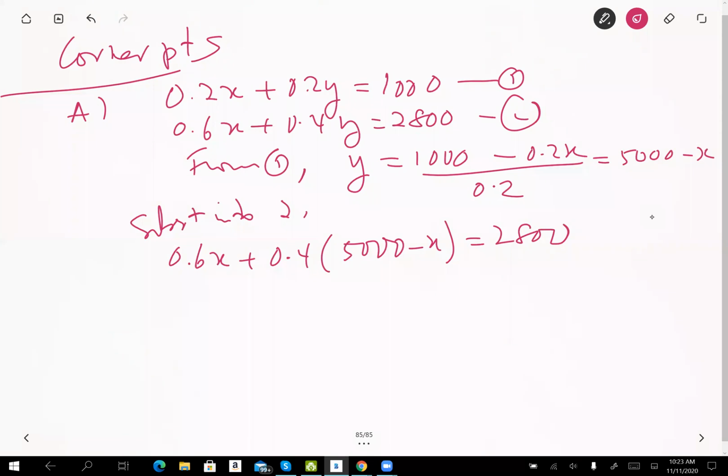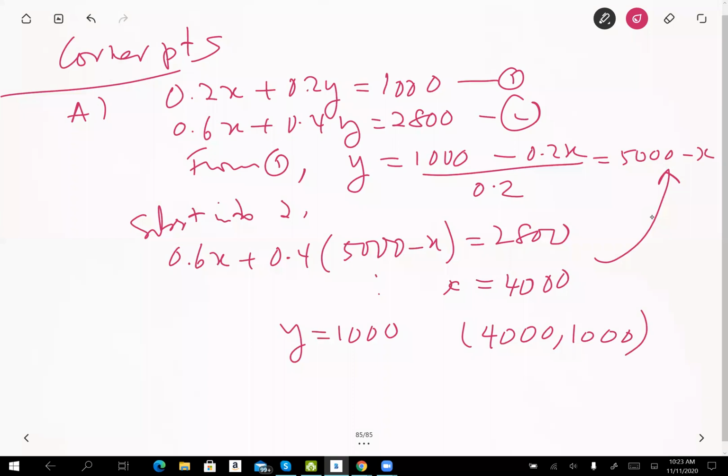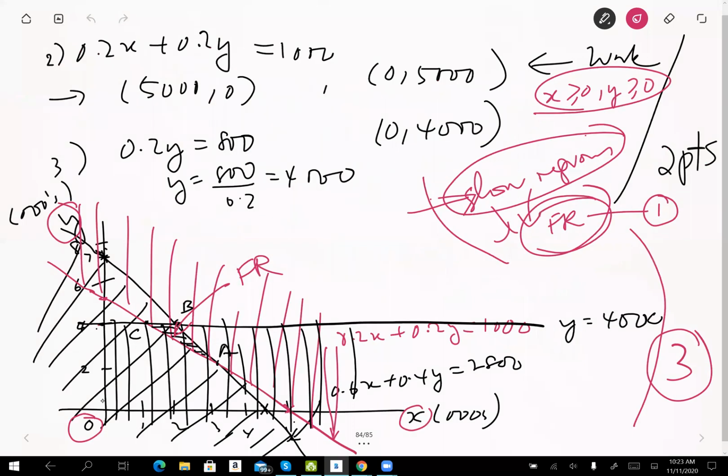Work it out, and I will get x equal to 4,000. Then substitute into that, I will get y equal to 1,000. So point A is (4,000, 1,000). Makes sense? If you look at the graph, 4,000, 1,000 is somewhere there. My graph is not very accurate, but it's about there, right?